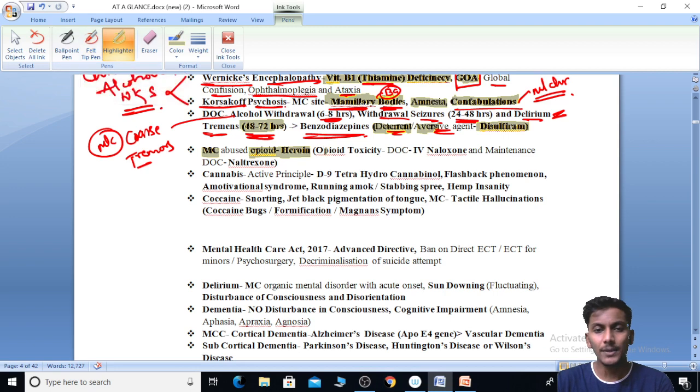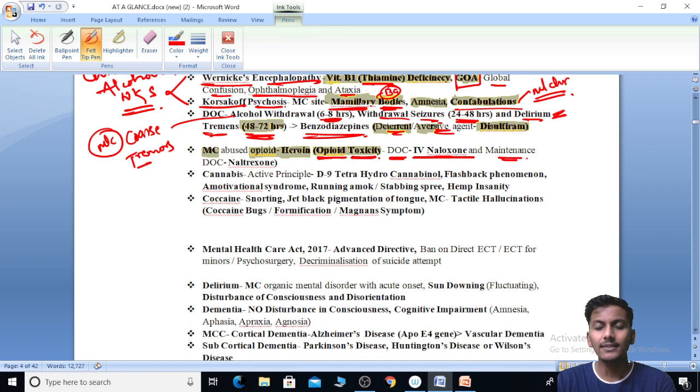In case a person experiences opioid toxicity, then the drug of choice would be what? Please remember, bolte na, lohe ko loha kaatta hai, waise opioid ko opioid kaatta hai. So in cases of opioid toxicity, we usually give a shorter acting opioid as an antidote. The drug of choice for opioid toxicity would be IV naloxone.